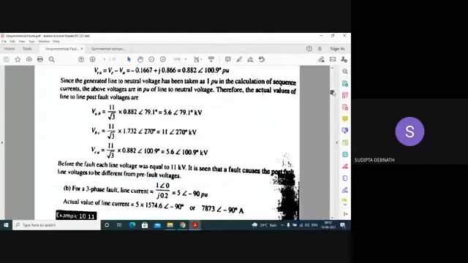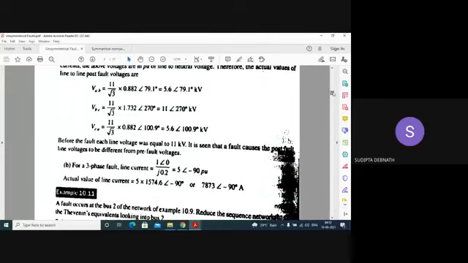So what is written here? Before the fault, each line voltage was equal to 11 kV. It is seen that a fault causes the post-fault line voltage to be different from pre-fault voltages. It is not like that fault has occurred in phase A only, so only phase A will be affected. Phase B and phase C will not be affected. It is not like that. If it is a ground fault, all the phases will be affected. If ground is not involved, then only the lines which have the fault will be affected.